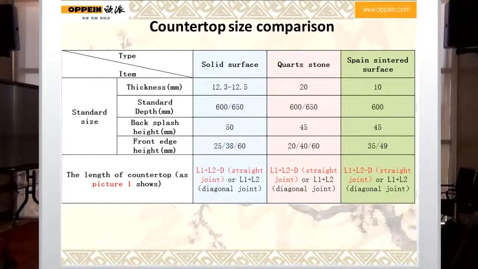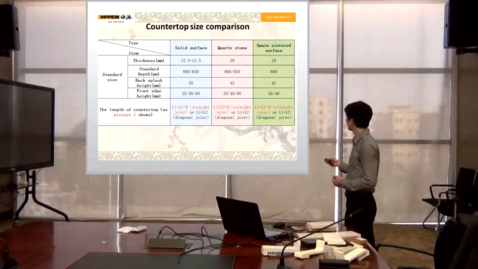To calculate the length of the countertop, we have two ways. One is L1 plus L2 minus the depth. This is the straight joint. The other way is L1 plus L2. It is the diagonal joint.